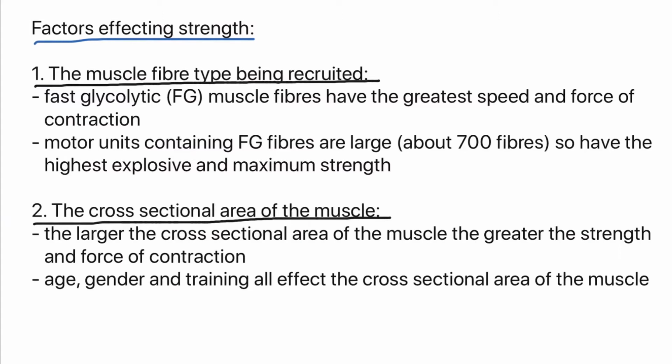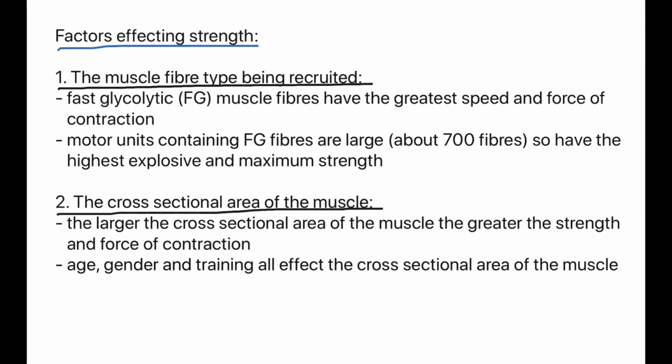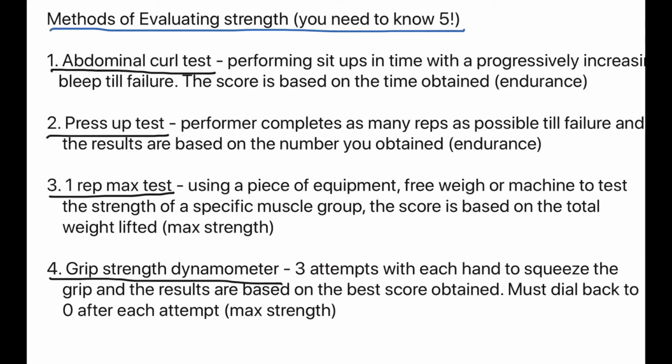The larger the cross-sectional area of the muscle, the greater the strength and force of contraction. Age, gender and training all affect the cross-sectional area of the muscle. The next thing we need to know about is the five different methods of evaluating a performer's strength. So basically, there are five tests.